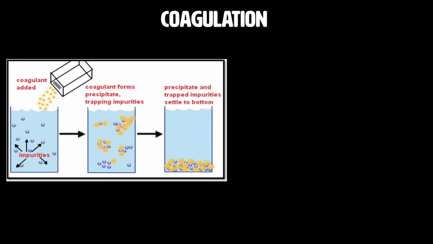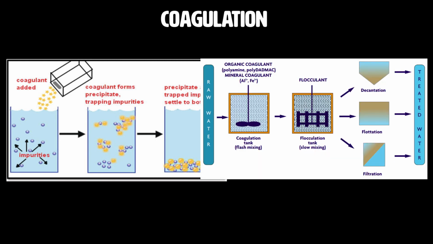Screening gets rid of the large bits of rubbish. Coagulation: water is filtered through a bed of coarse sand. This traps larger particles of solid. Aluminum and other chemicals are then added. This causes tiny sticky particles, floc, to form. The floc attracts dust particles and becomes heavy enough to sink to the bottom of the water storage tank.